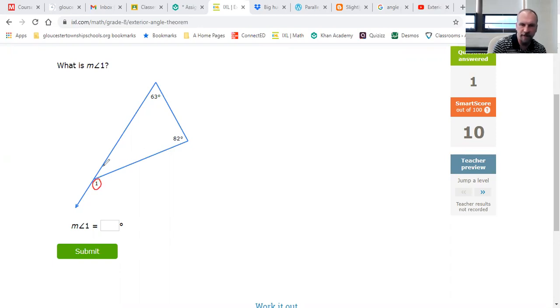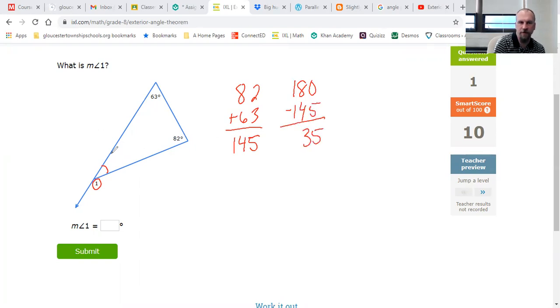I'll find that interior angle that's missing by doing 82 and 63, and that's 145. And then subtract that from 180 because that is the sum of the interior angles of the triangle. That gives me 35. So this angle here is 35 degrees.